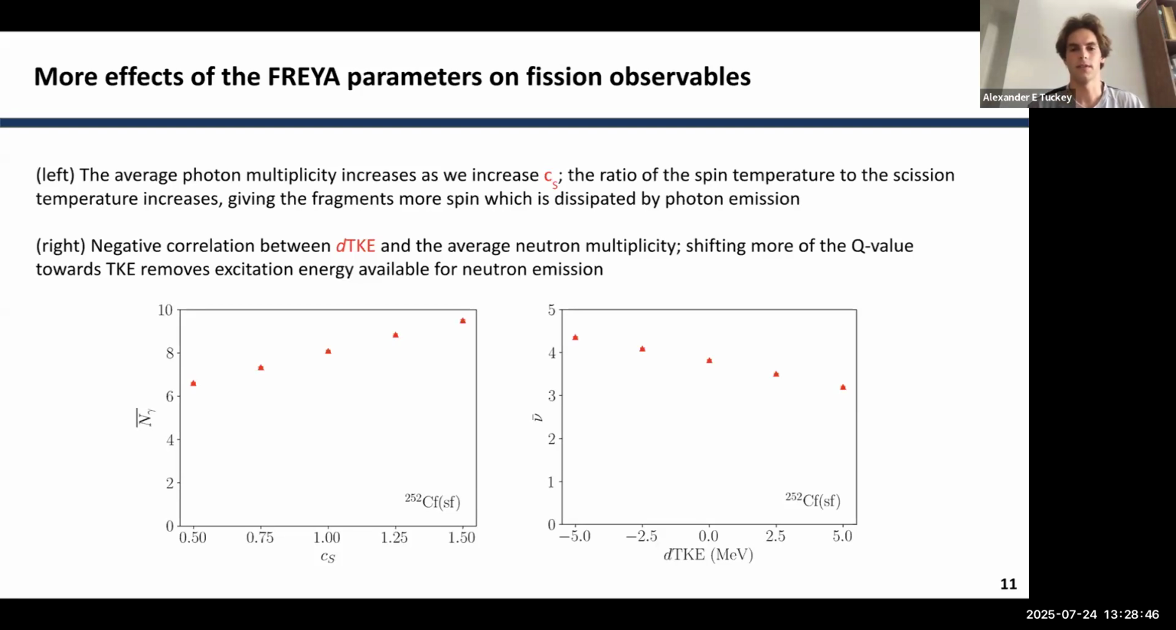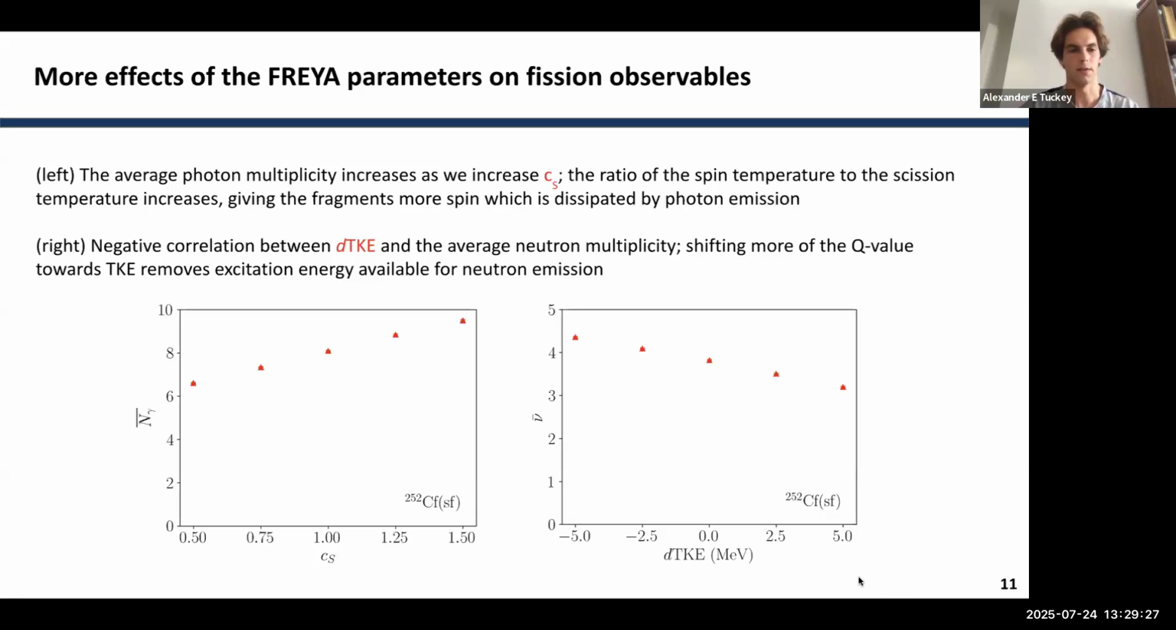As I hinted at before, the CS parameter primarily has to do with photon emission. And we see this positive correlation between the average photon multiplicity and the C parameter. This can be explained by the fact that when we increase our C parameter, we are increasing the spin fluctuations. So we're giving the fragments a higher spin with these increased C values. And to dissipate the spin, these fragments have to emit a higher number of photons.